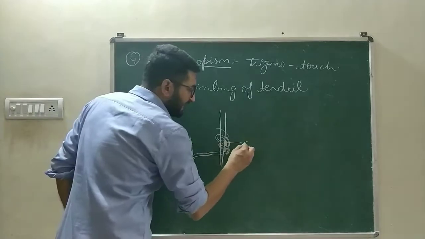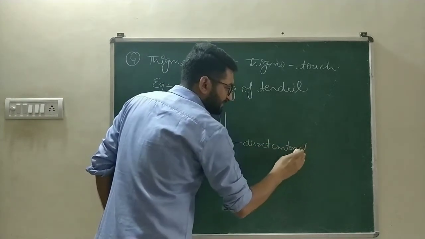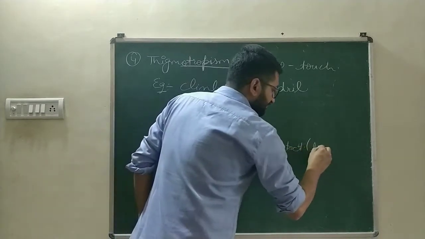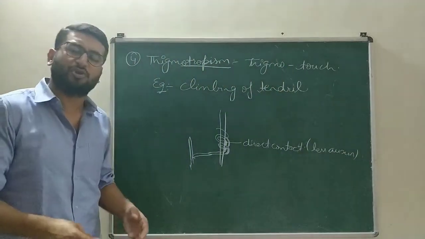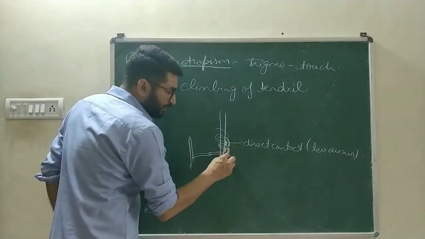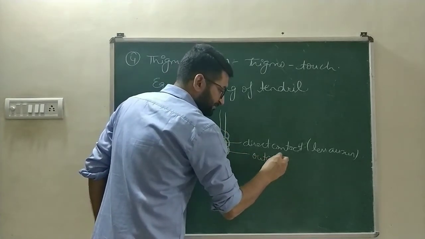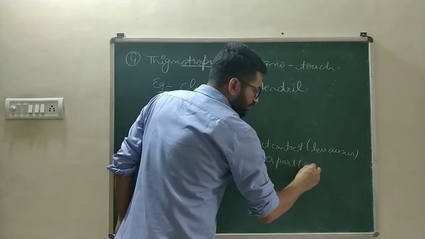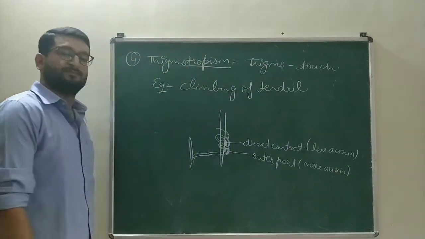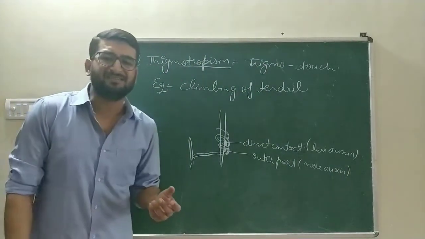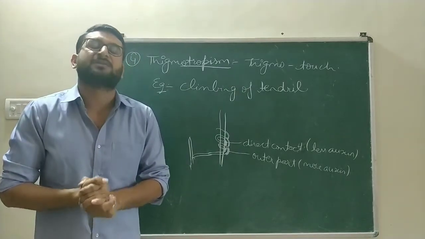So the part which is in direct contact has less oxygen concentration. Less oxygen means less growth, because oxygen is a growth promoter. But this outer part which is away from the touch has more oxygen, and more oxygen means more growth. Due to that more growth, tendrils tend to climb in the upward direction and around a support.